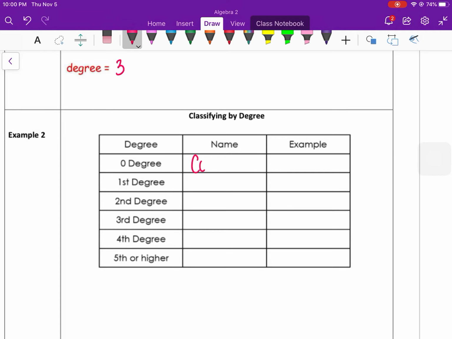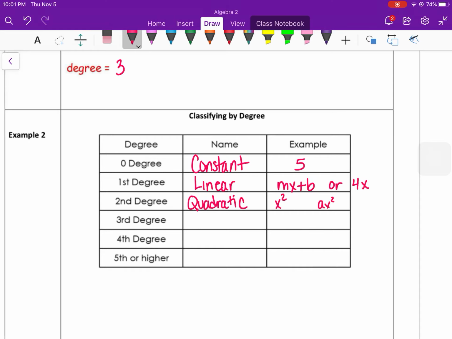So classifying by degree, a degree of 0 is just a constant term. An example would be like 5, no variable. First degree is linear. You might remember the mx plus b equations, so anything like that. Like 4x, that's a linear term. They make lines. Degree of 2, that's what we've been working with more recently. Those are our quadratics. Quadratic is the name for second degree polynomials. That's like the x squareds. Or in the general form, the ax squared plus bx plus c.